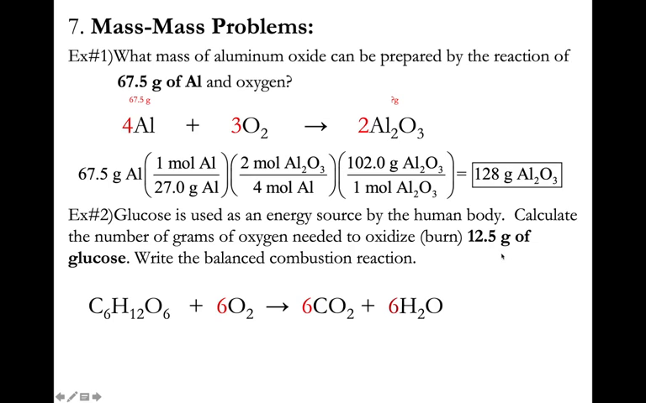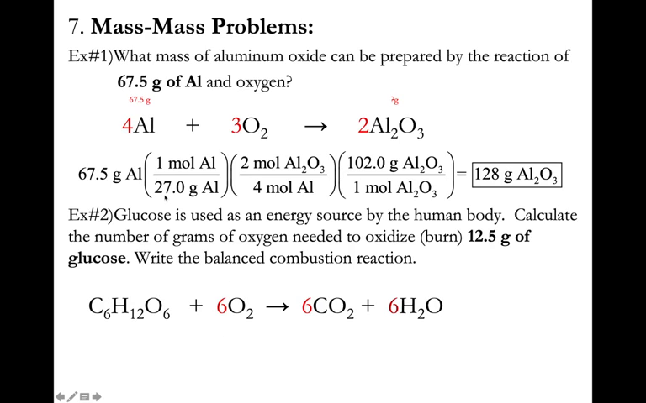Now let's identify what I know and what I'm trying to solve for. The question tells me I have 12.5 grams of glucose. So that's this stuff right here. I've got 12.5 grams of this. They want us to calculate the number of grams of oxygen needed. So I'm going from grams of glucose to grams of oxygen.